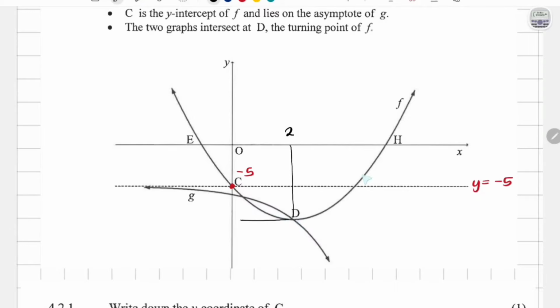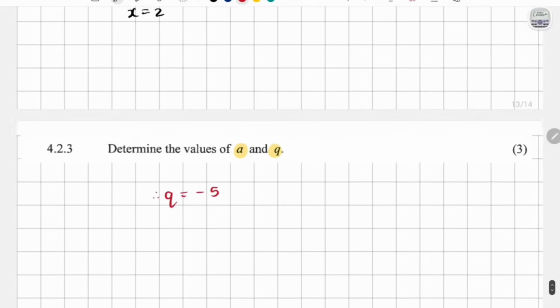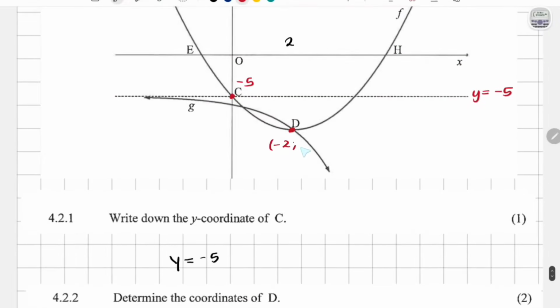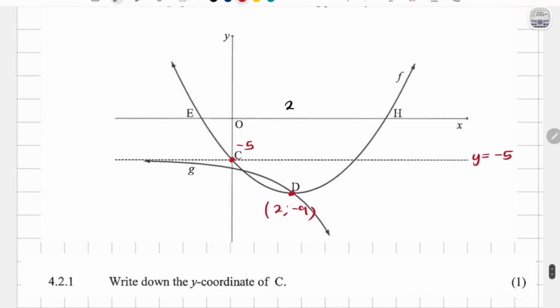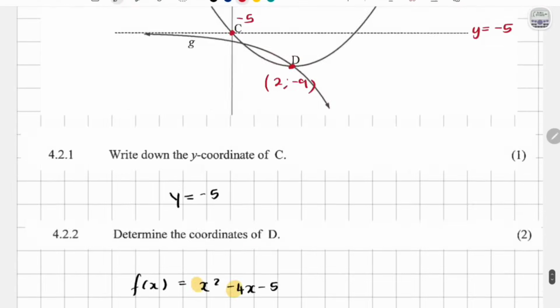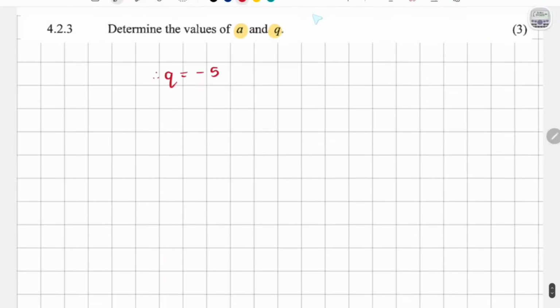We have D, the point of intersection of F and G. They said that they intersect here, so it means they have the same point. Because we already found the coordinates of D, which was 2 and negative 9, we can substitute this into this equation and we would find A. Okay, so let me just rewrite that equation down.